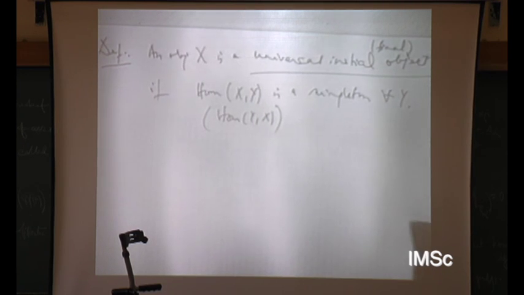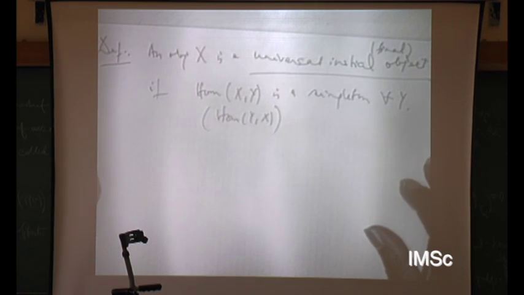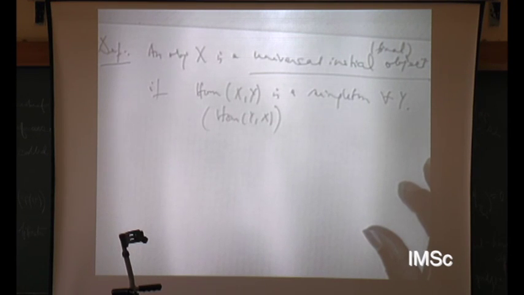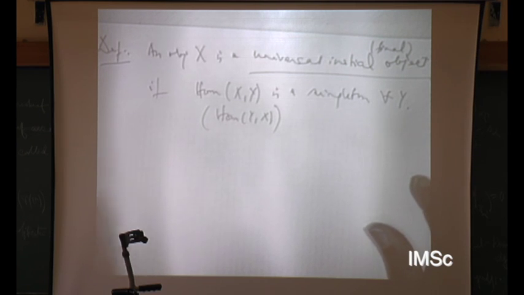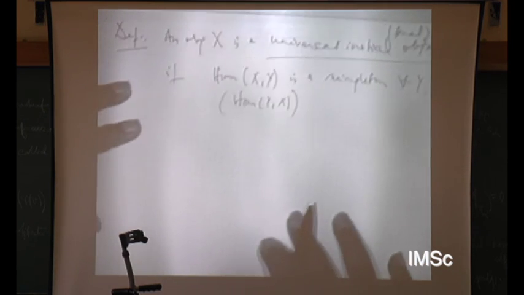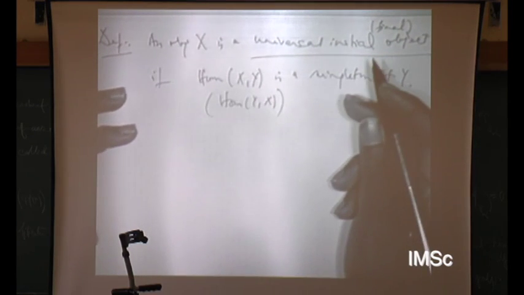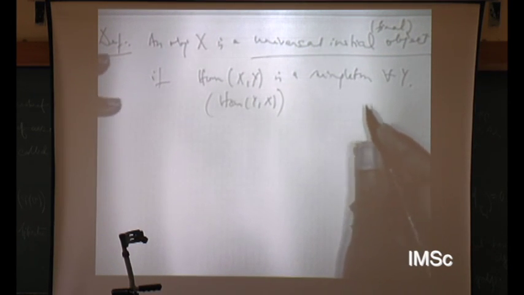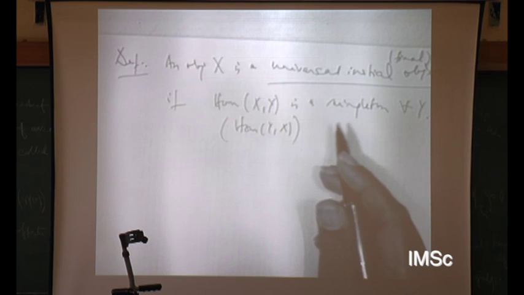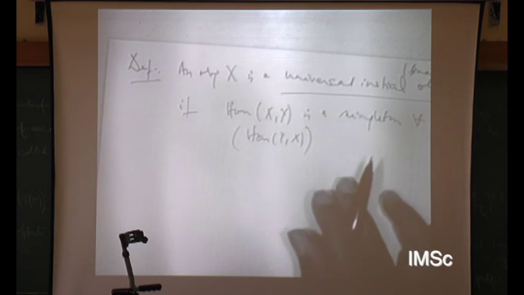A singleton set is an initial object? From a singleton to a 5-element set, how many functions can you get? A singleton is a final object. A singleton is a universal final object. So such objects may or may not exist in a category. No, it exists. I'm saying the category of sets does have a universal final object.